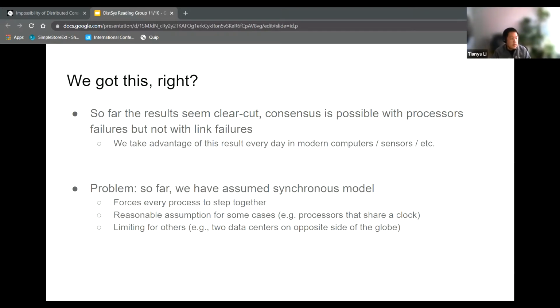But the problem here is that so far we've only assumed the synchronous model of communication, which forces, as we said before, every process to step together. This is a reasonable assumption for many cases. For example, if you have 10 processors hooked up to a single motherboard or sharing a clock on a single chip, it's obviously reasonable for them to step at the same speed, and that won't be much of a problem. But it's a very limiting assumption if the two processes you talked about are data centers on opposite sides of the globe. That's a huge hundreds-of-milliseconds delay. It's not reasonable for them to coordinate that.